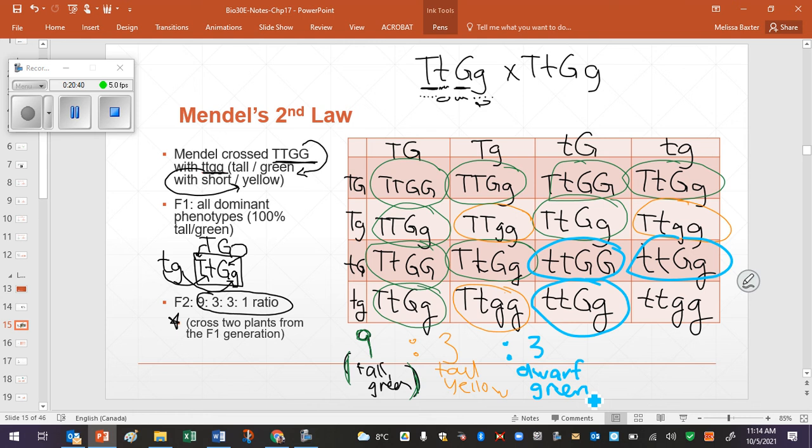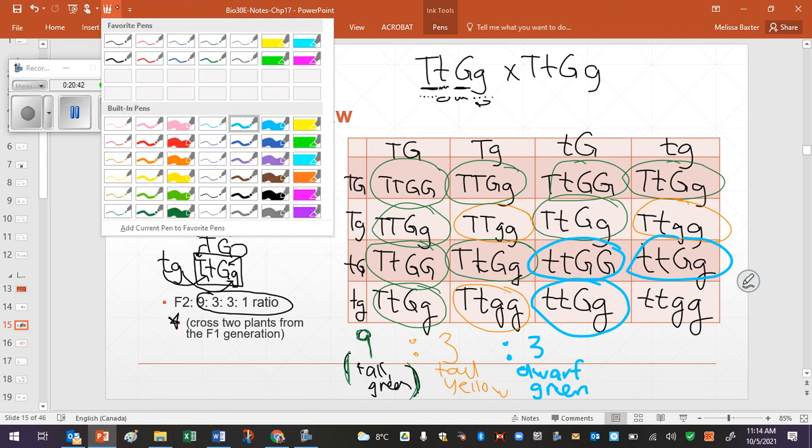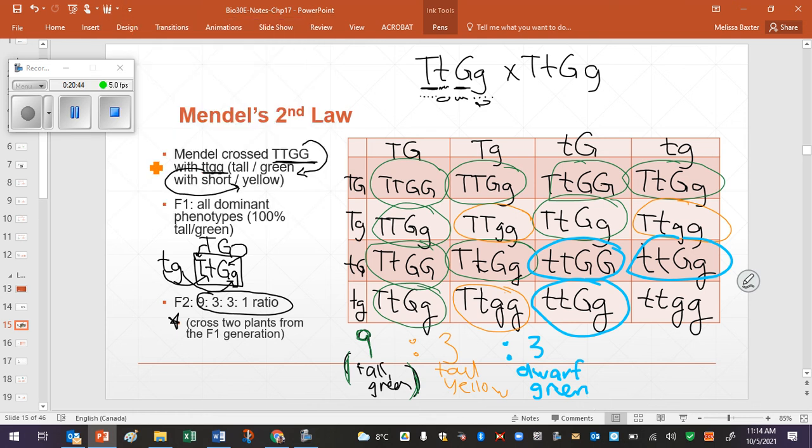And then the last number in my ratio, so I'll use this one, is this one. This is the one that has both recessive traits. And in this example, dwarf and yellow.